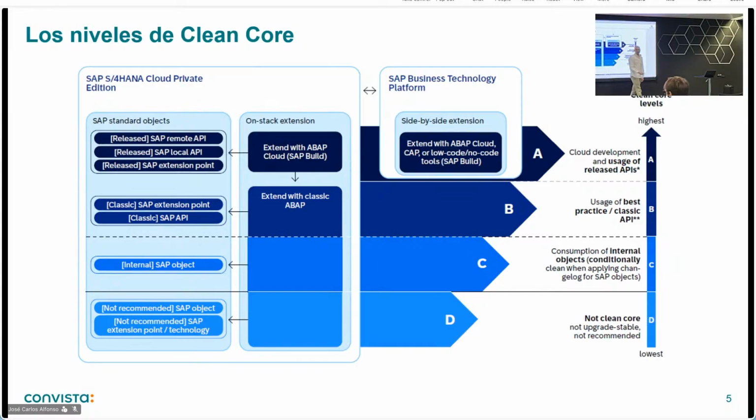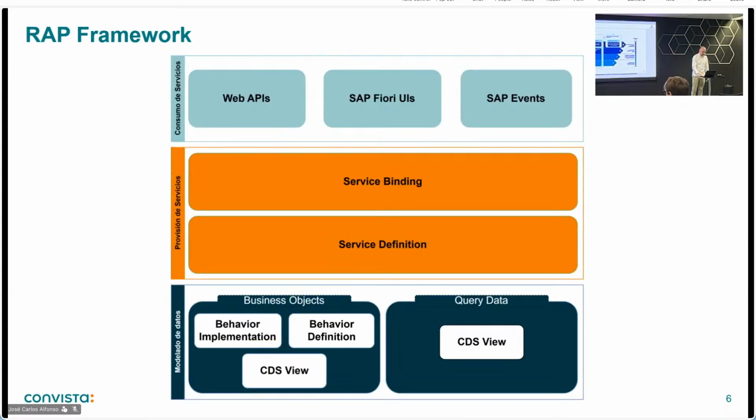What is this? Does anyone know about classic APIs? Yeah, what else? APIs. BAPIs? Yeah. So, SAP remote APIs, SAP local APIs, and extension points are something that we can find in the SAP Business Accelerator Hub, right? So we will go there a bit later.